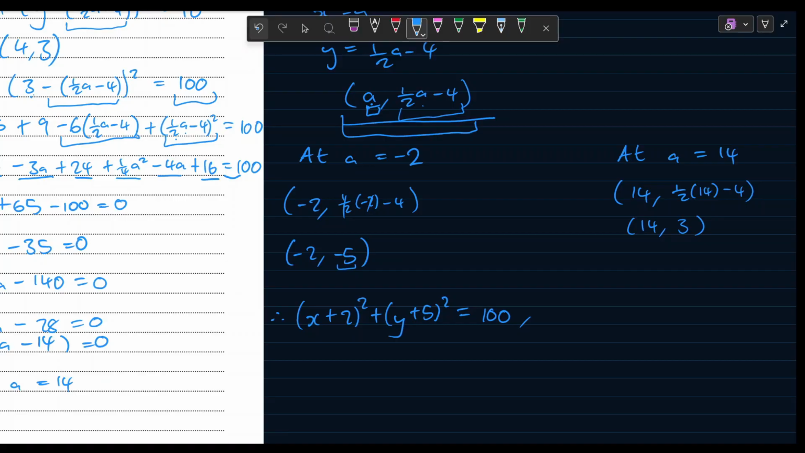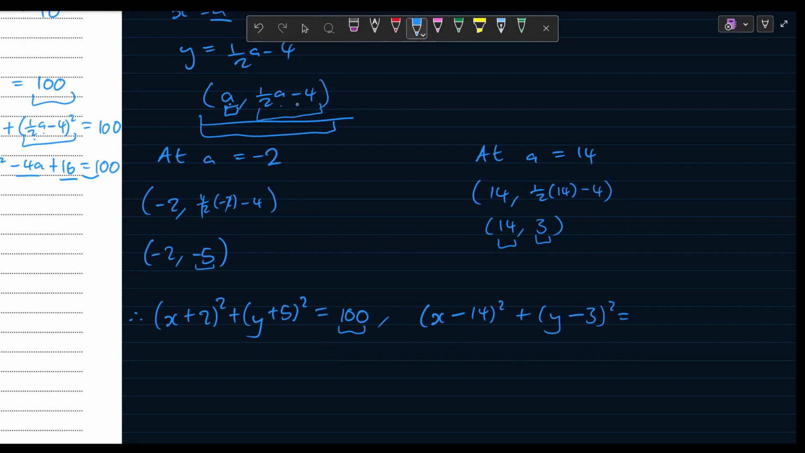So we get our equation in this case to be x minus our 14, and this is squared, plus y minus our 3, this is squared, and this is all equal to our radius squared, which is 100. And these are the two possible equations of our circle, and that is our final answer.